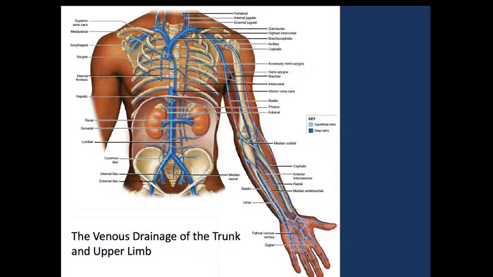And also visible are the deep veins of the upper extremity, and these deep veins accompany arteries and nerves, and are located deep.